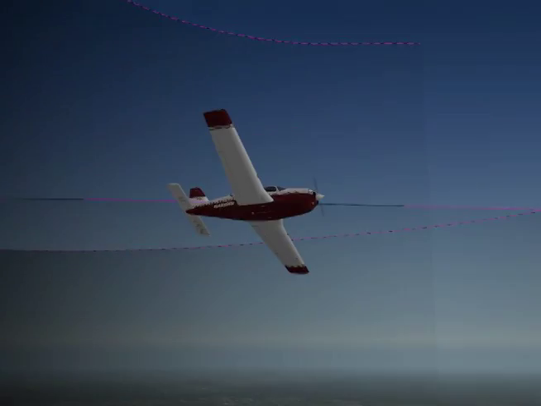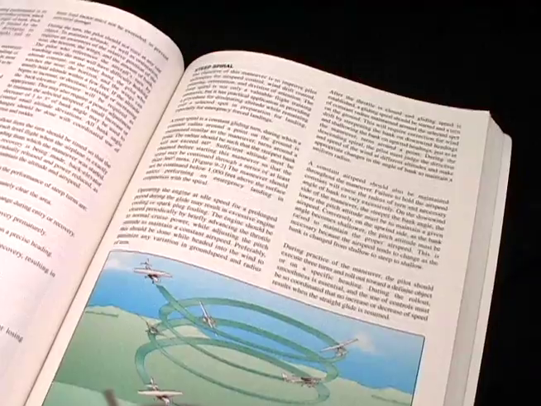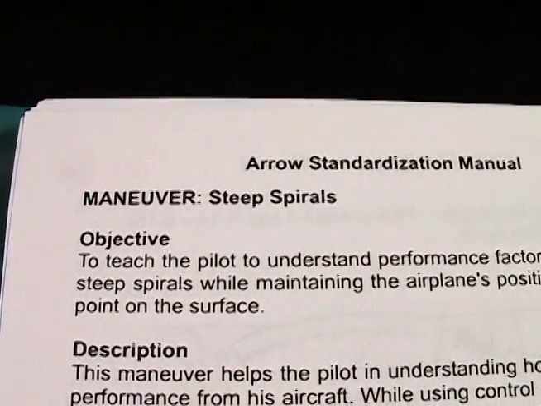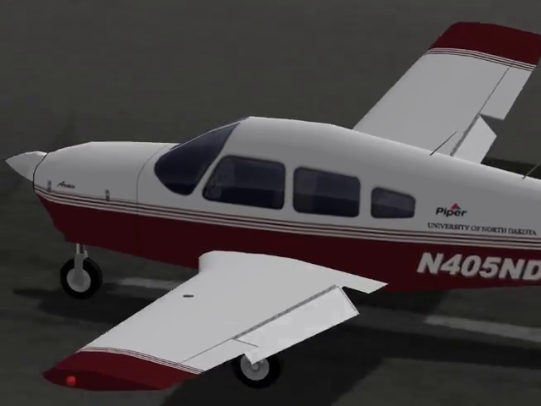For further information on steep spirals, reference the Airplane Flying Handbook, Chapter 9, and the UND Aero Standardization Manual, Chapter 3. Have fun and fly safe.